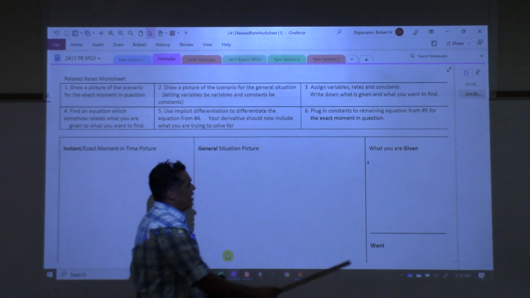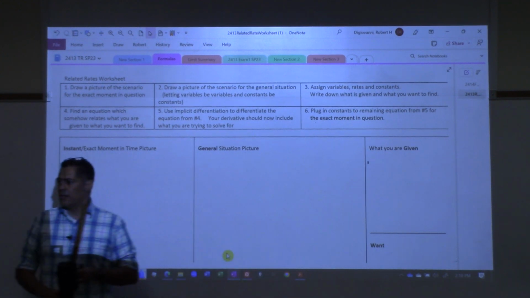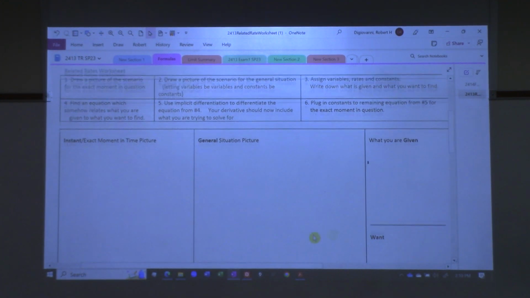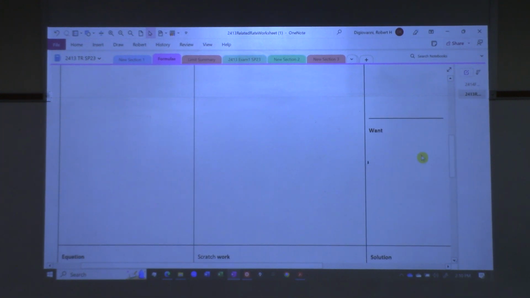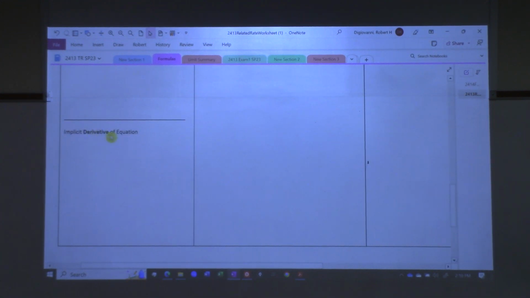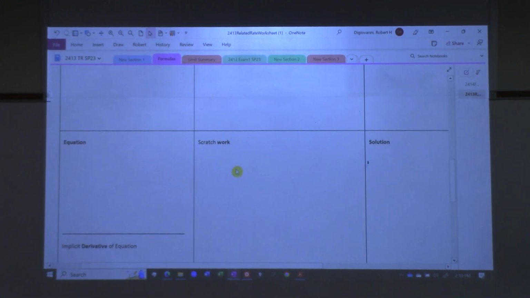Then you're going to write down what you're given. Anything that you're given in the problem, you're going to list that out. And then you're also going to list out what you want. What are you trying to find? Once you list out what you're given and what you want, and you've got your pictures, you're going to come up with an equation. Then you're going to do some implicit differentiation on that equation. Any scratch work we'll put here, and we'll put our final answer over here. So that's the worksheet I'm going to be working off of, all right?